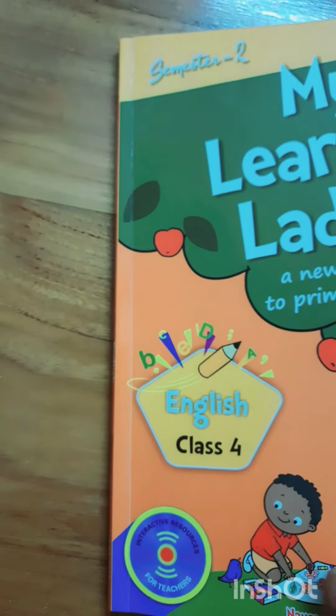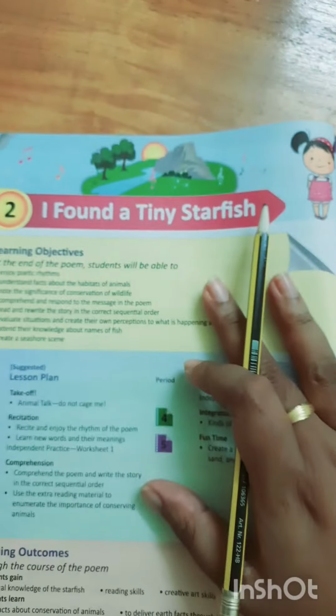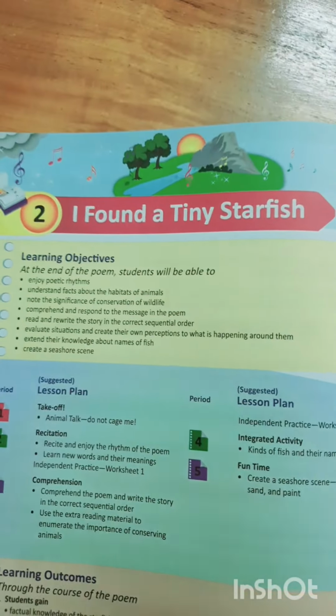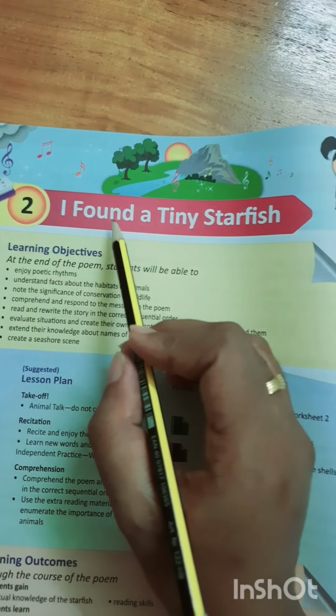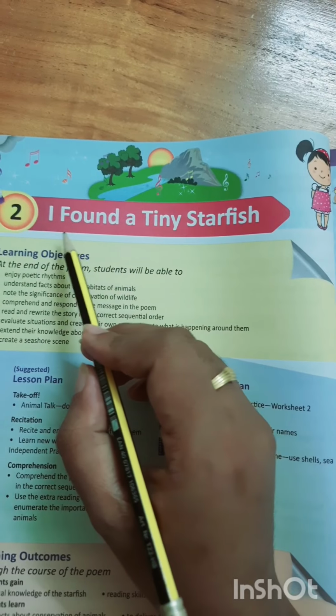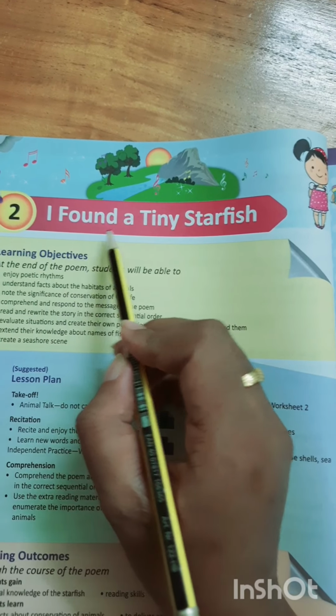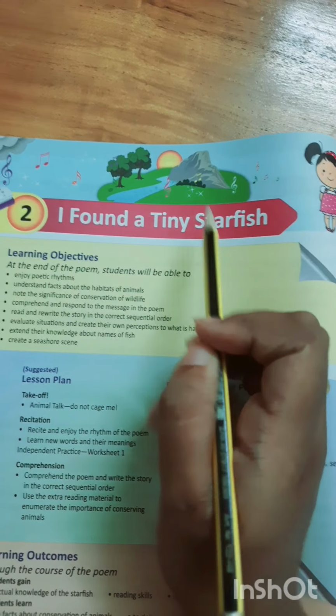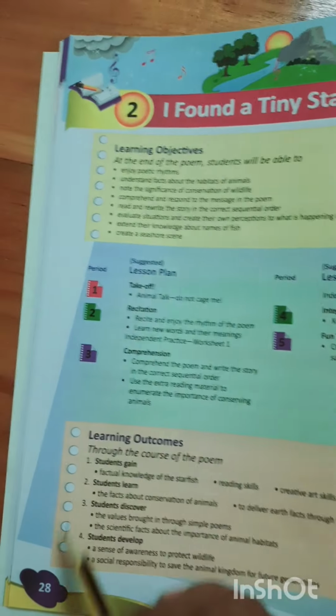Today we're going to learn the next poem. What's the title of the poem? I found a tiny starfish. Yes, what's the title of the poem? I found a tiny starfish. Okay, all of you take page number 28.